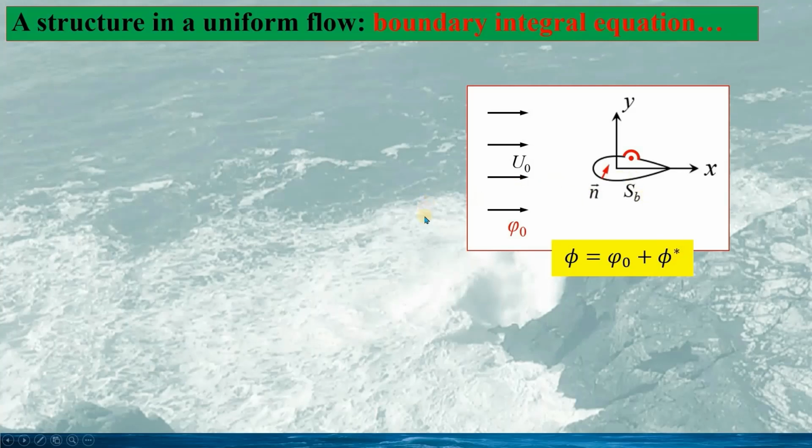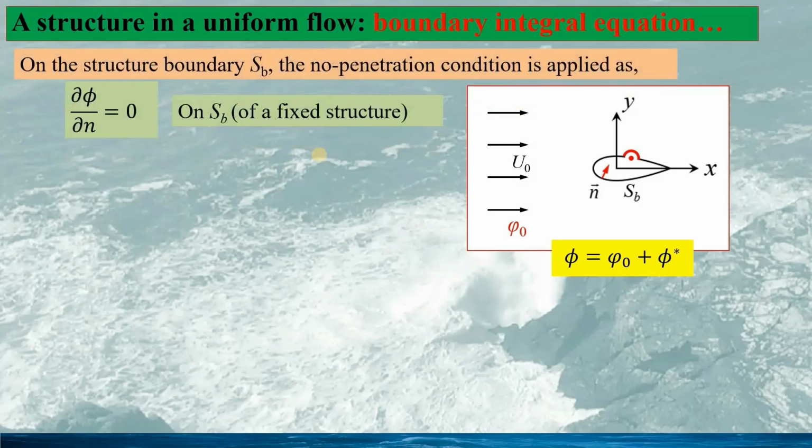Thanks to the superposition principle for potential functions. Here, we apply the no penetration condition on the structure boundary, given as this. The normal gradient of the potential function phi with regard to n is 0, since the structure is fixed. The normal velocity on the structure is 0.